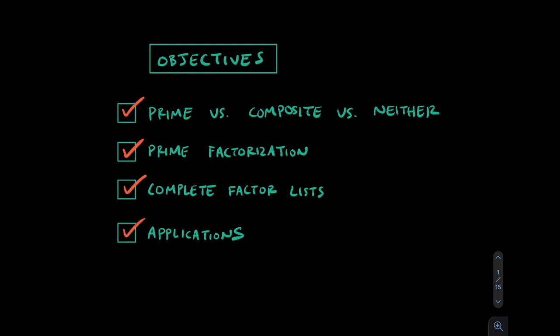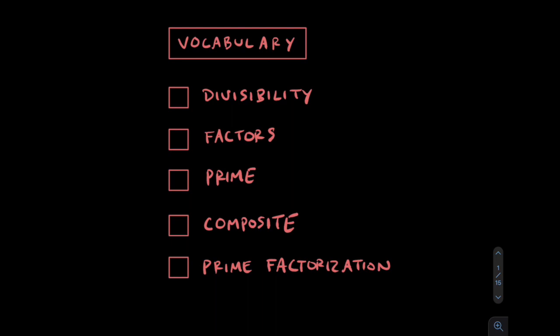Let's get into it. Here are the vocabulary words that we're going to be using today. The first one is divisibility. The second one is factors. Next, we have prime. After that, we're going to talk about composite numbers. And then later, we'll talk about prime factorization. While you may have heard of these words before, we're going to dive a little deeper into the concepts so you understand exactly what to do with them.